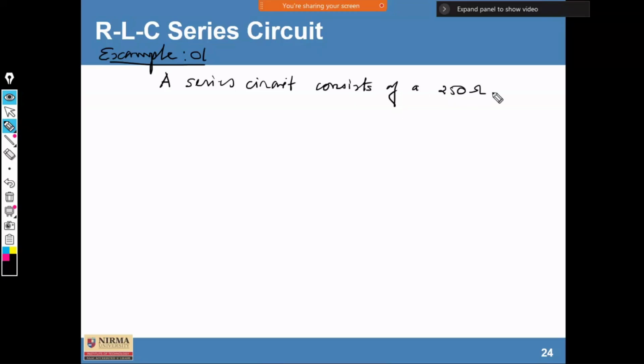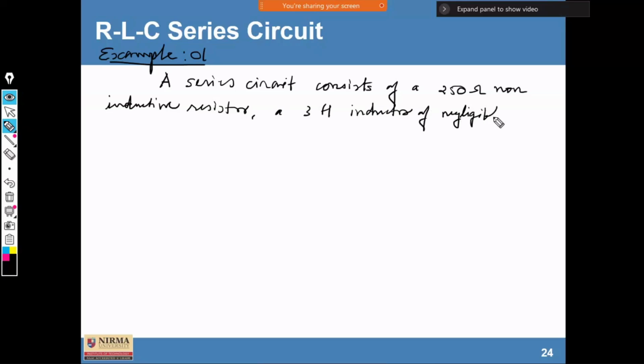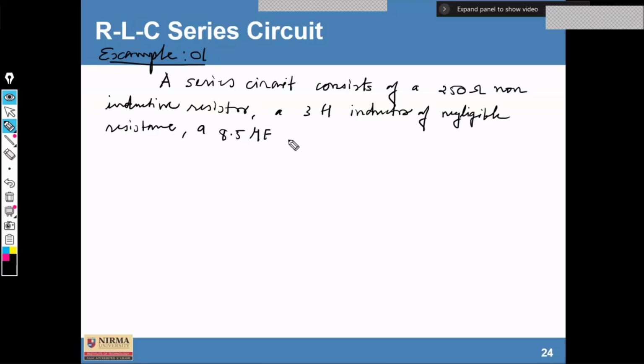a 250 ohm non-inductive resistor, a 3 Henry inductor of negligible resistance, and 8.5 microfarad capacitance, or we can say a capacitor of negligible resistance.